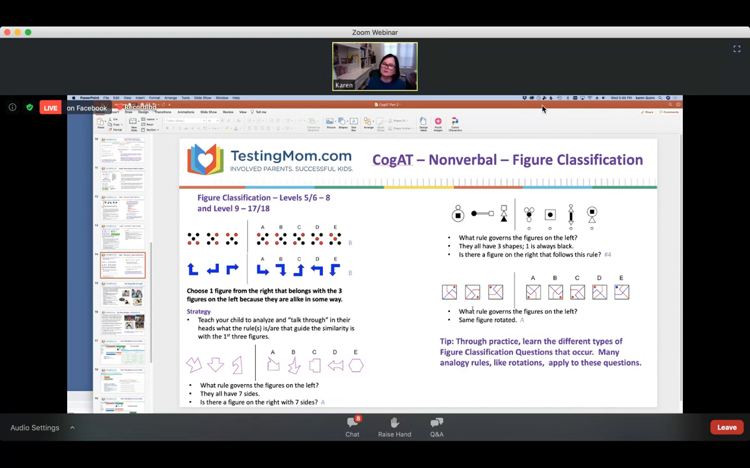So the more they practice, and I won't go through all of them, the more familiar they will get with the kinds of questions and the kinds of things that happen to the figures, because it's all very repetitive. So for example, here, this is the same figure rotated. And this, if you look at this one, they all have 3 shapes and one is always black. So which one of these fits? Number 4, 3 shapes, one is black. But if you practice, you would recognize that. So practice is what you need to do.